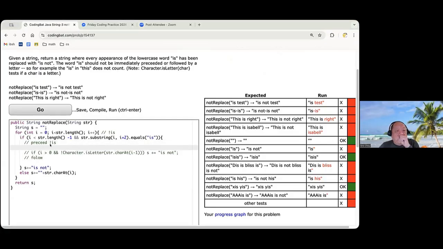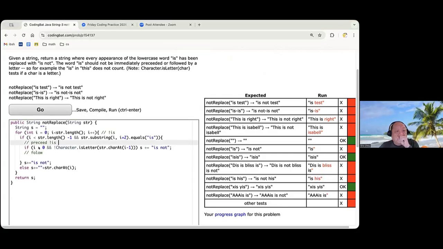Why did you delete it? The logic is wrong. You changed the logic. You don't know what you're doing.